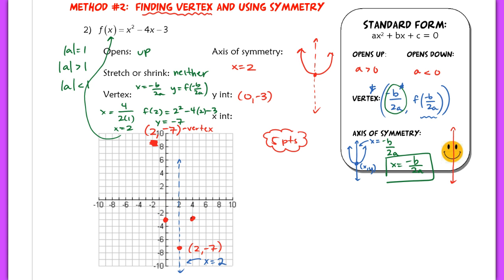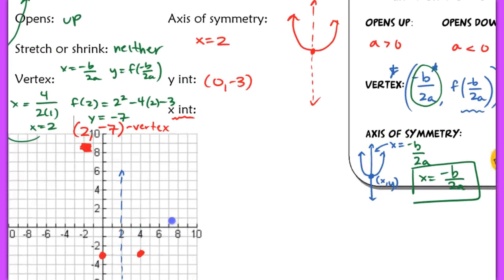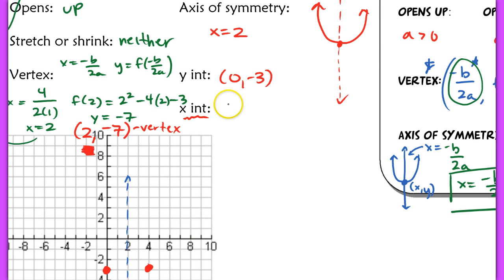Okay, and now I want to find a couple more. You're always going to have to include the y-intercept and the x-intercept, so that's pretty much how you're going to find your 5 points. To find the x-intercepts, it's a little bit trickier, but basically you're going to do the same thing we've been doing before. If you want to find an x-intercept, you want to let y equal 0.